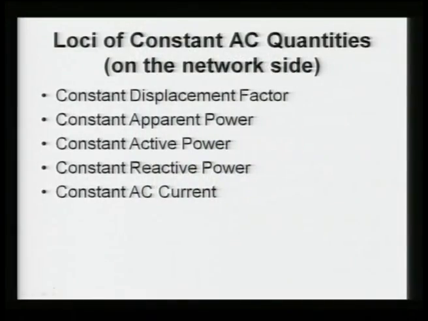So, in this lecture what we did was derive the chart corresponding to the DC variables, that is alpha, delta, u, for u equal to 60 degree, u less than 60 degree, and u greater than 60 degree.